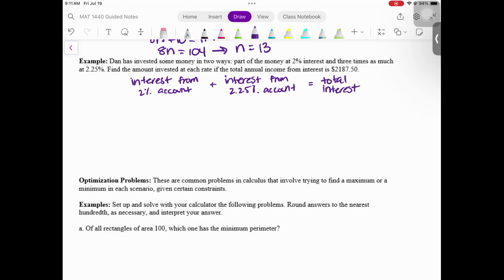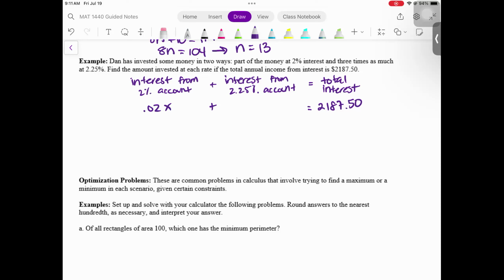So again, what I'm illustrating here is setting up an equation, but not symbolically. Okay, the only thing symbolically that I've added are the operations and that equal sign. Now that I have an idea of how to set this up, I can work with each component individually. I know my total interest is $2,187.50. I don't know how much is going into that 2% account, so we're going to call that X, but the interest earned is going to be 2% of that, so 0.02 times X.